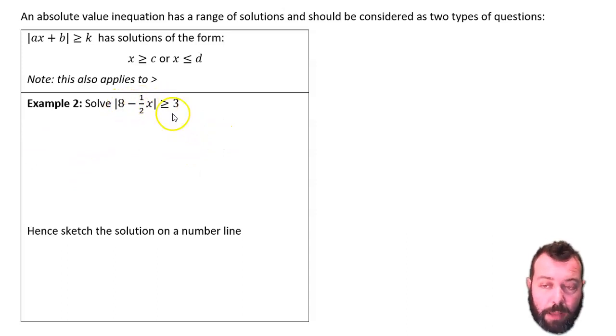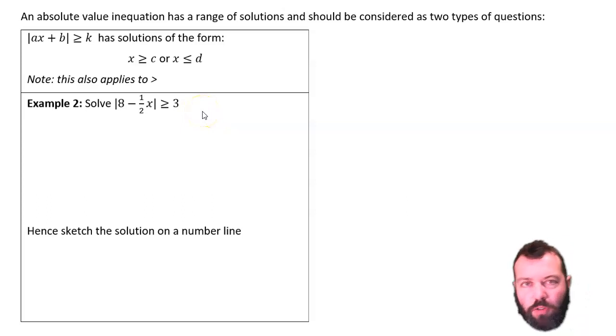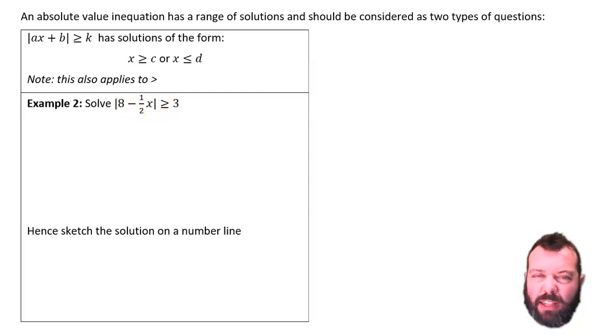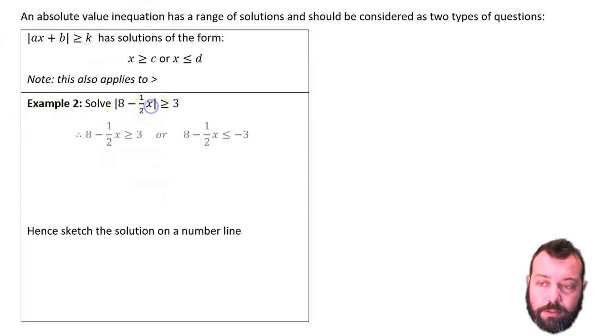If my absolute value is greater than something, then I'm on the outside of those things. It has a bigger magnitude. If my absolute value is less than something, then it's between two values. But nonetheless, we can arrive at those solutions remembering those things or otherwise. So here we go. I want to solve this, and I consider the two cases.